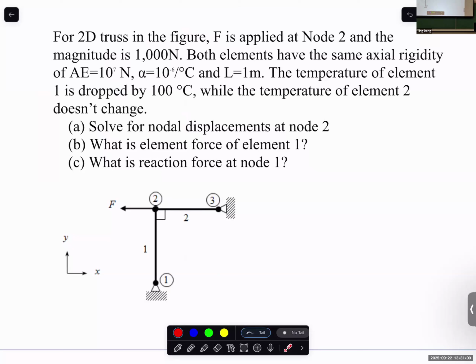What else? When you put the F in the force vector, make sure that this is the force in the negative x direction, so you need to put a correct sign.